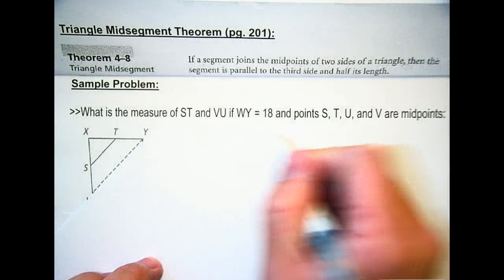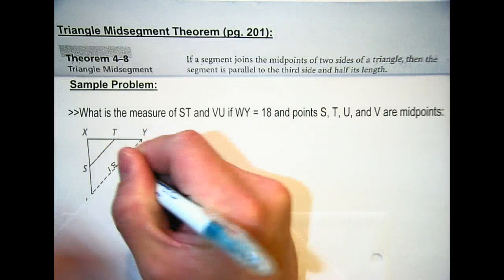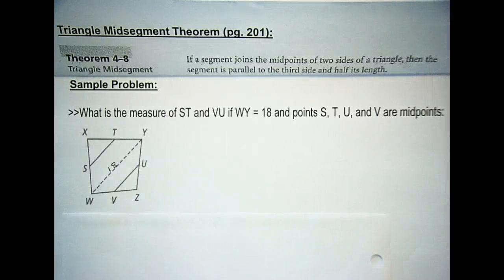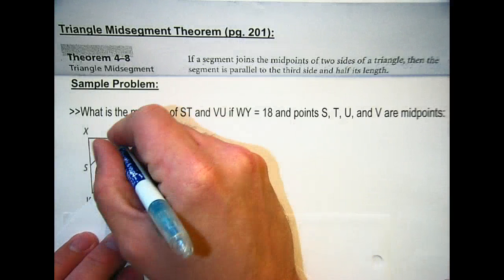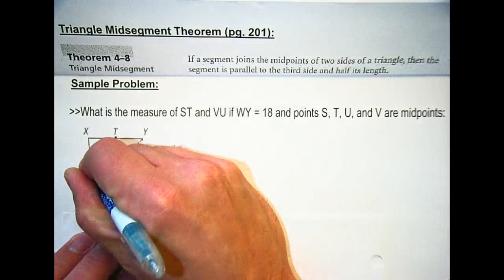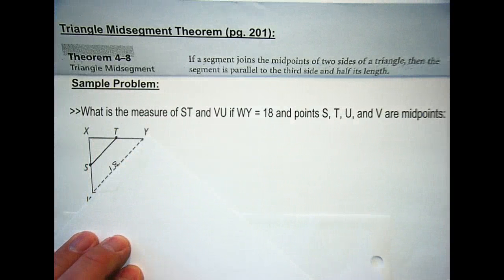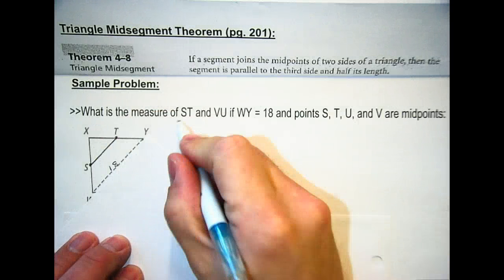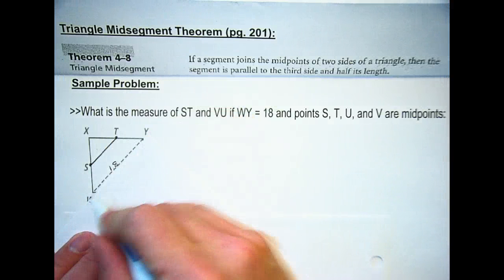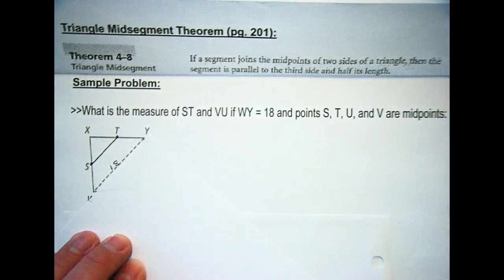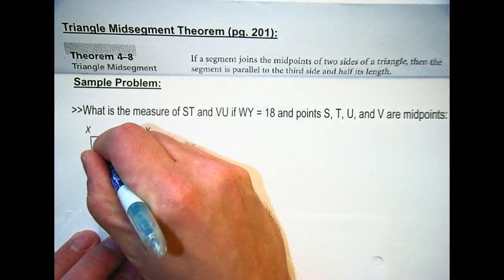Measure of ST and VU if WY is 18. This is 18. Now you'll notice in this whole picture, you've got a quadrilateral. When you start cutting in half, and they tell you that S, T, U, V are midpoints, that means this is a midpoint, and this is a midpoint, and a line connecting two midpoints is called a mid-segment. So if I want to find ST, how is ST related to WY? WY. Yep. Good. It's parallel, and it's half. So half of 18 is 9.